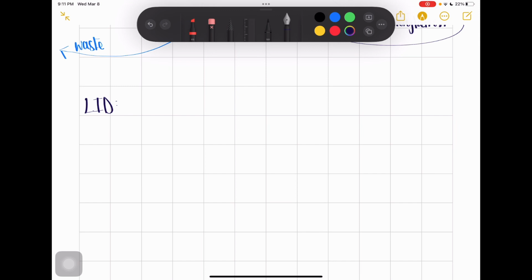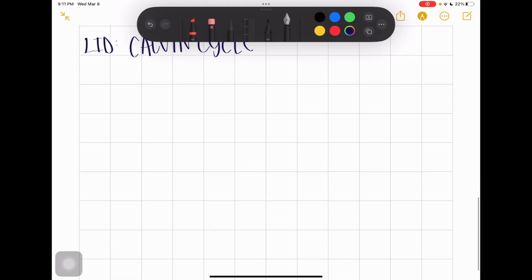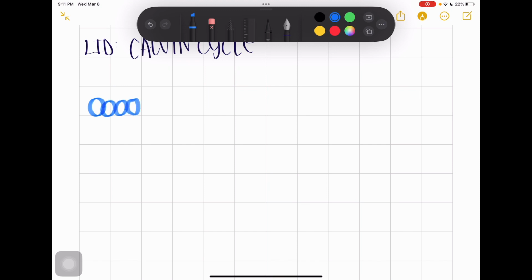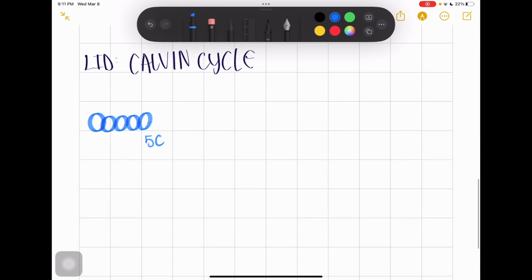Now, moving to light-independent. Here's where we get to the Calvin cycle. So we're going to be starting off with a 5-carbon thing. 1, 2, 3, 4, 5. So this thing has 5 carbons. It's a 5C molecule.